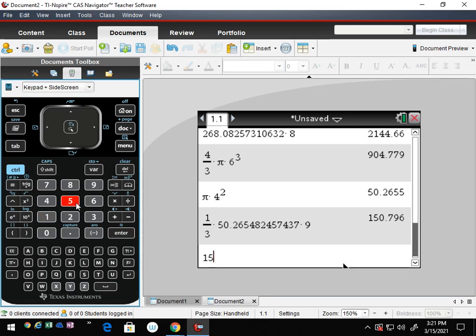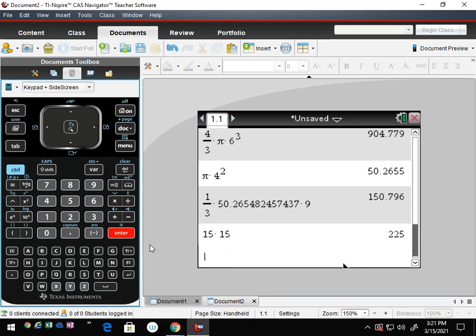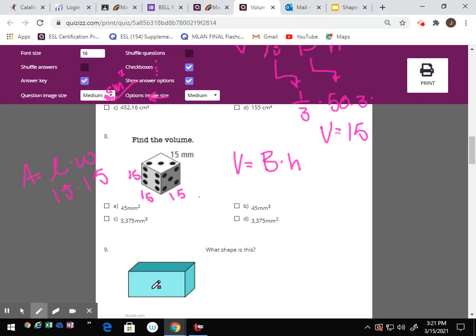15 times 15 is 225. So we have 225. Plug in big B over here. 225 times our height, which is also 15.